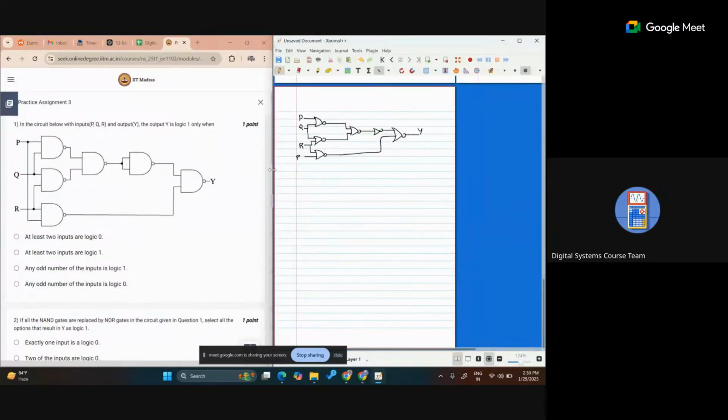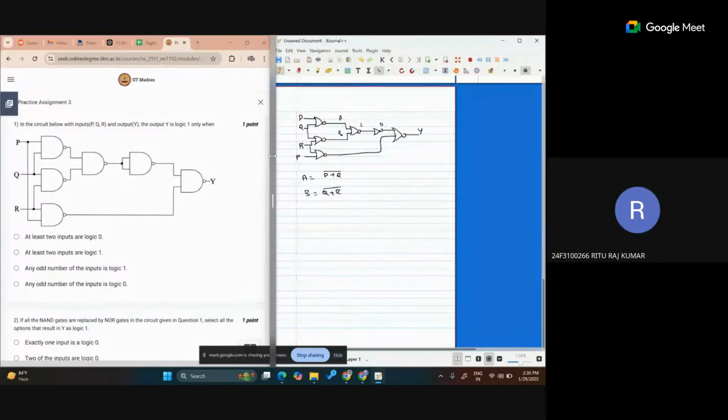Okay, so what is the simplified expression? If you want to solve this, you have to first write out the expression. So these lines I can call A, B, C, D, and so on, where A is equal to P plus Q the whole bar, and B is equal to Q plus R the whole bar. Is it okay?